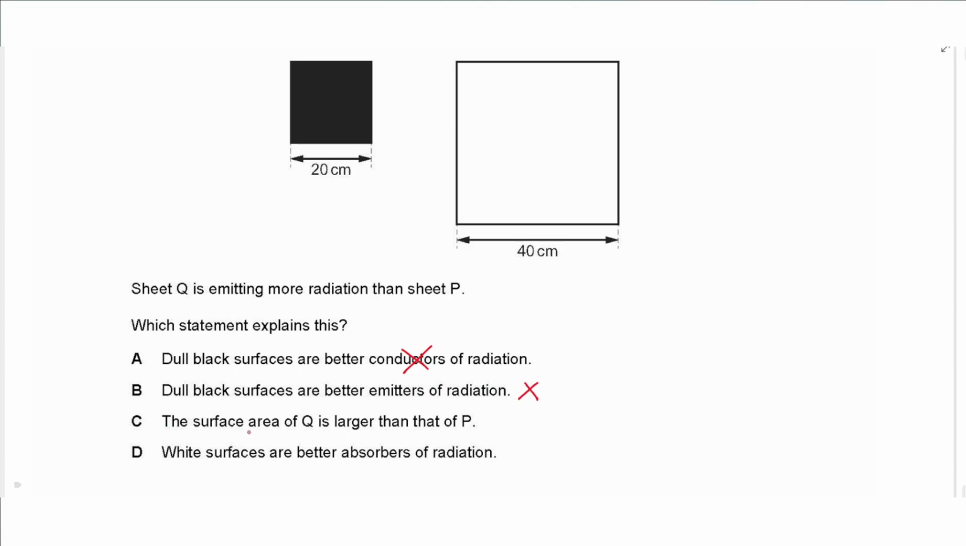Choice C says the surface area of Q is larger than P. That would cause more heat to be radiated. White surfaces are better absorbers. We're not talking about absorption, so the answer is C.